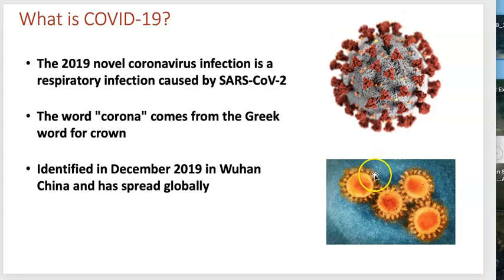These viruses in this electron micrograph illustrate that point even better, showing you the corona-like array of spikes around the surface. Now these spikes are used for binding to receptors, as I'll show you. The virus was originally identified in December of 2019 in Wuhan, China, and then obviously spread globally from there.